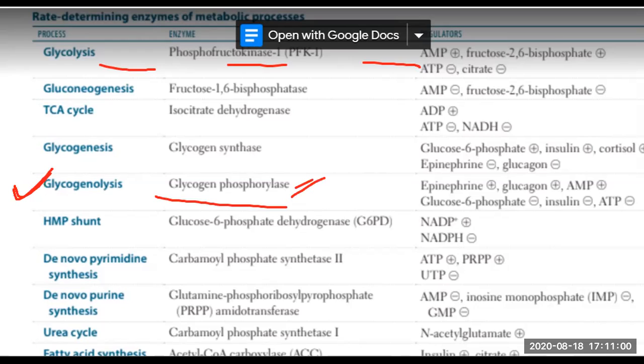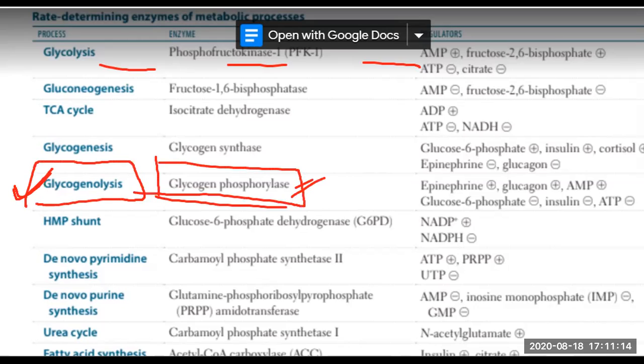So you have to learn these enzymes, all enzymes and processes. Learn glycogenolysis, the breakdown or degradation of glycogen. The rate limiting enzyme is glycogen phosphorylase. Now you understand what a phosphorylase does: it adds a phosphate group into the substrate. Now, what are the regulators? Again, very interesting.